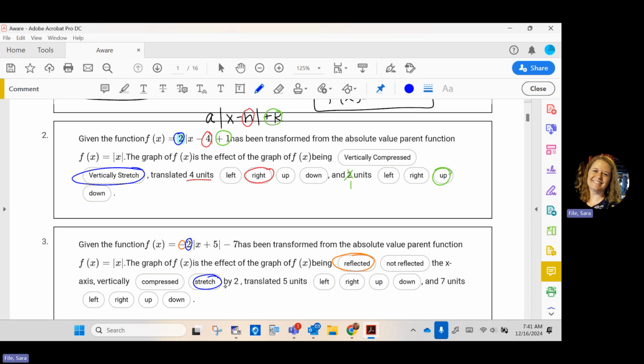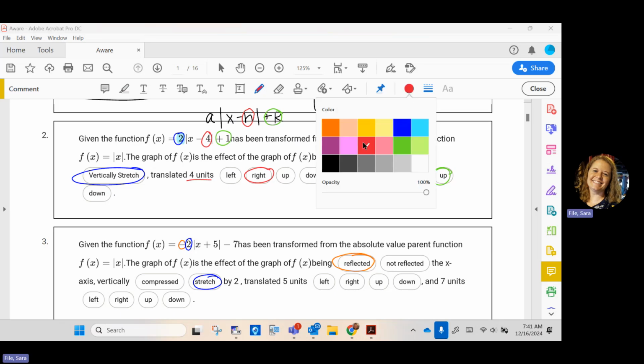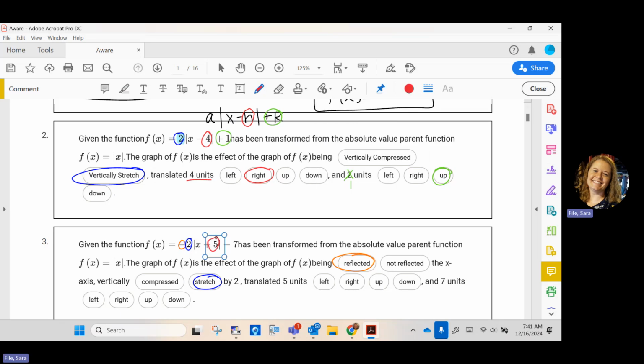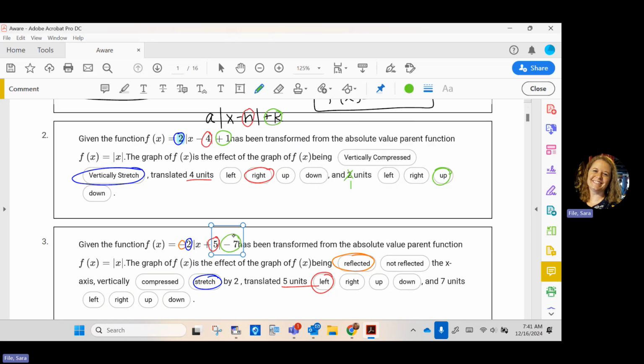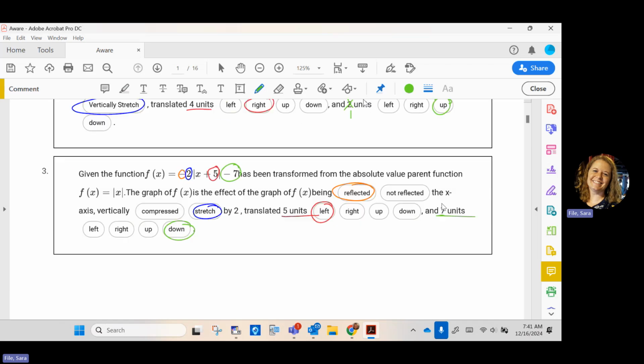Then your, did I switch to blue? I did. Your H. Now remember, it's the opposite sign of what you see. I see +5, so that means that my H is actually -5, and so I'm going to the left 5 units. And then my K is -7, so I am going down 7. Okay, so that's knowing transformation rules, knowing what A, H, and K do to your graph, how they affect your graph.